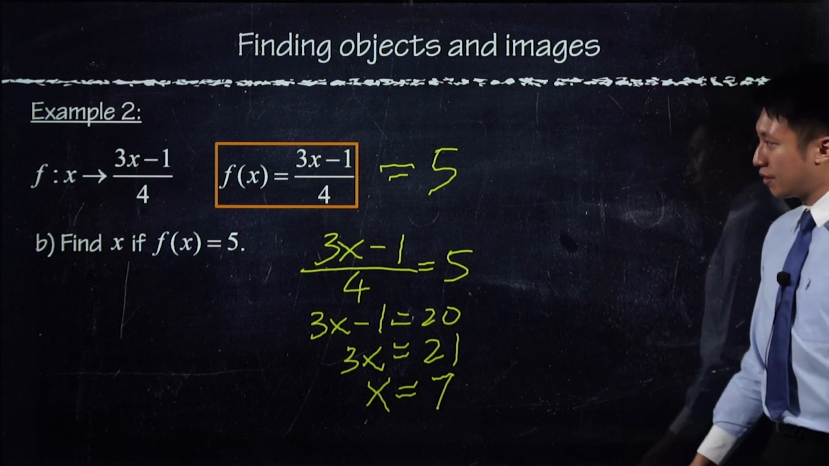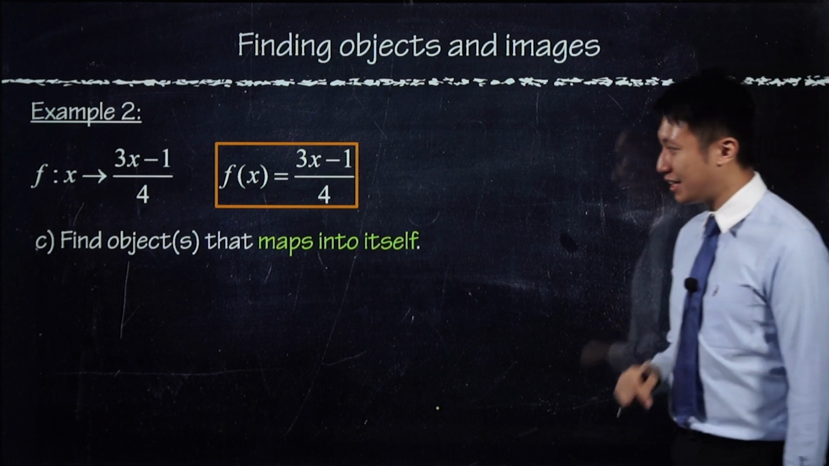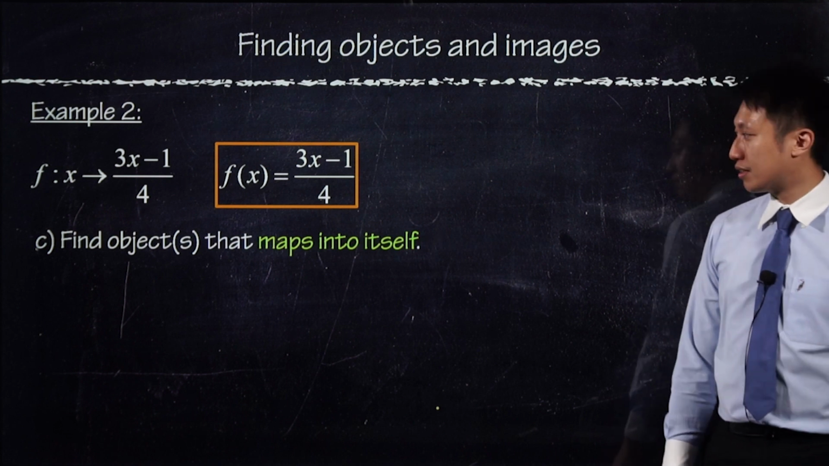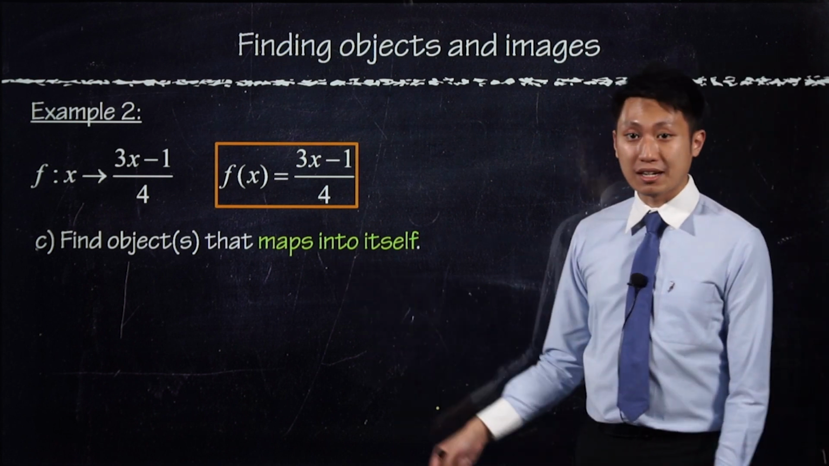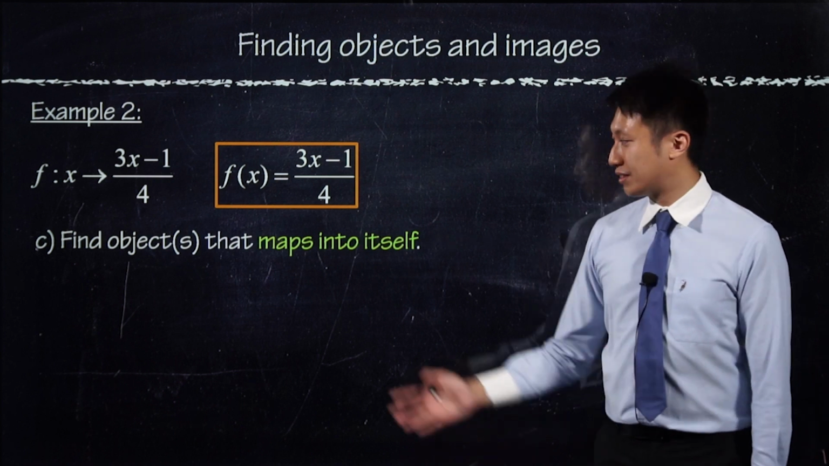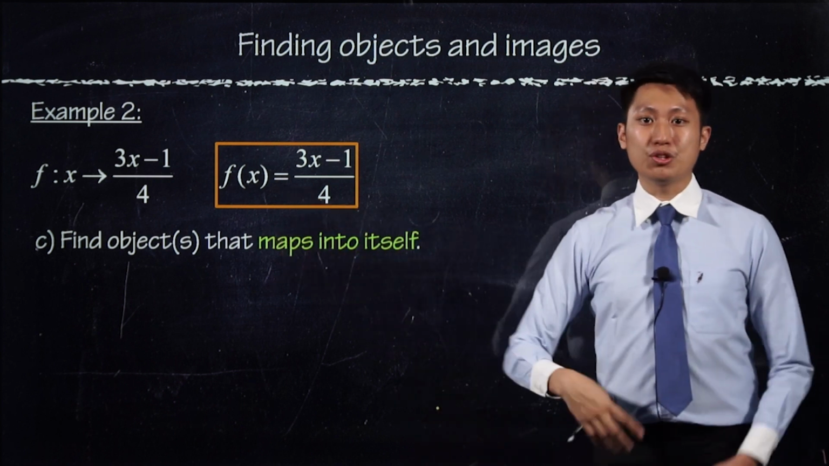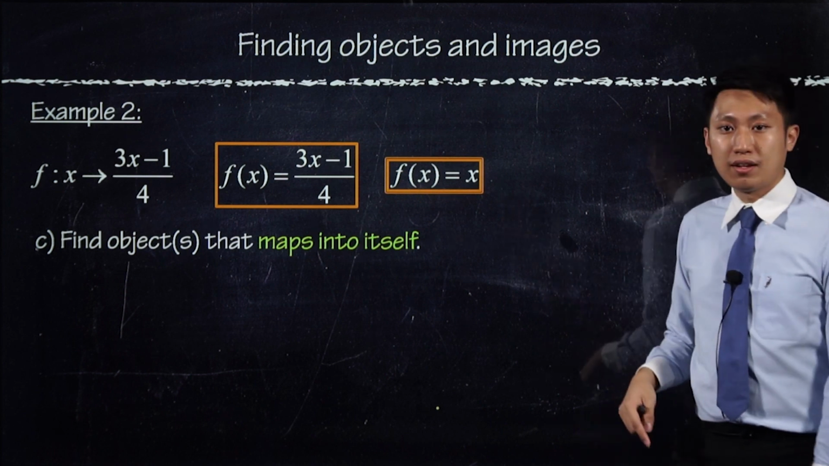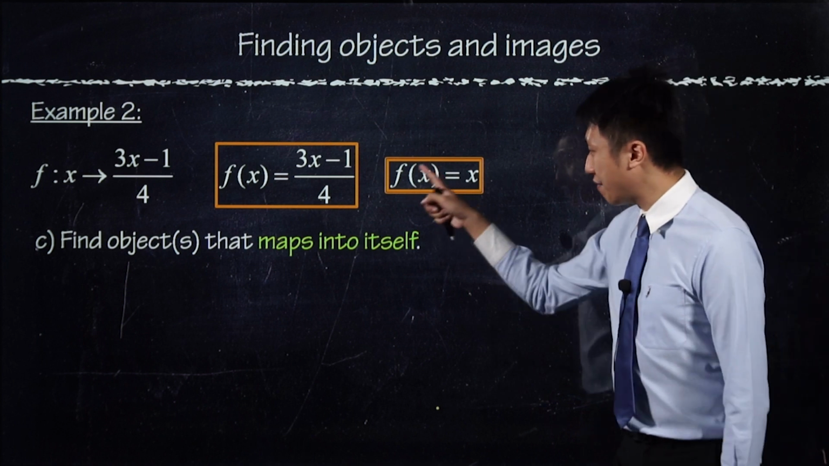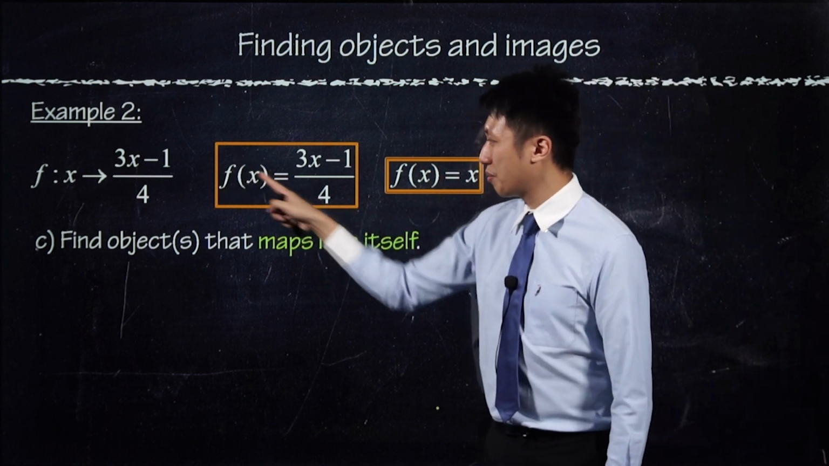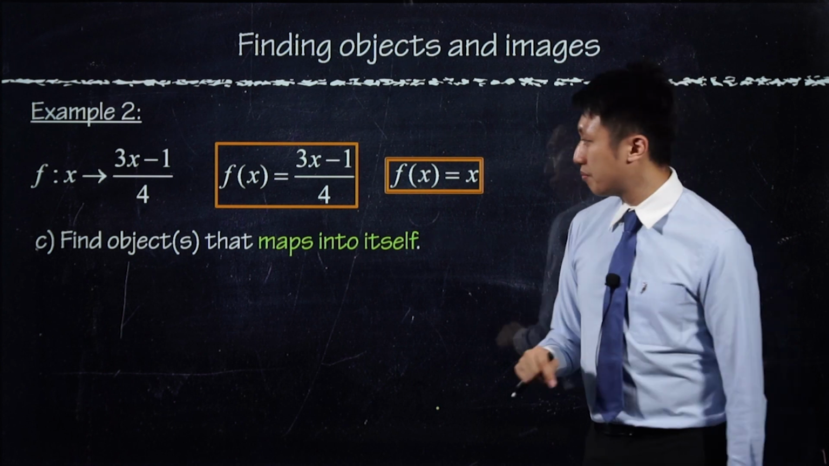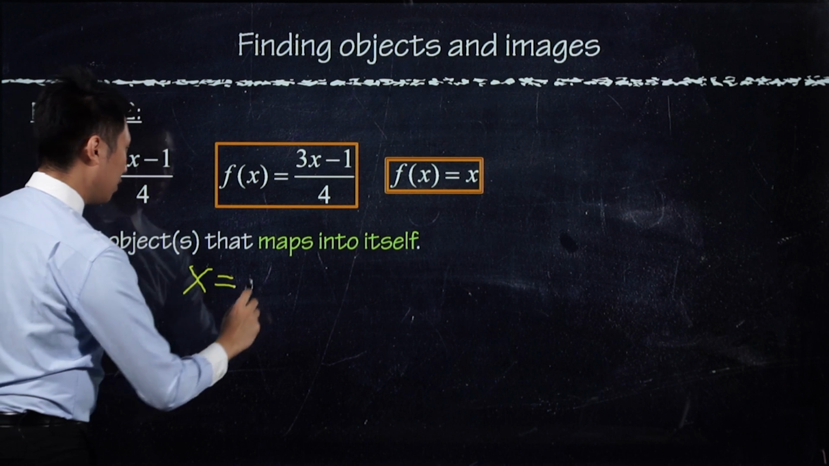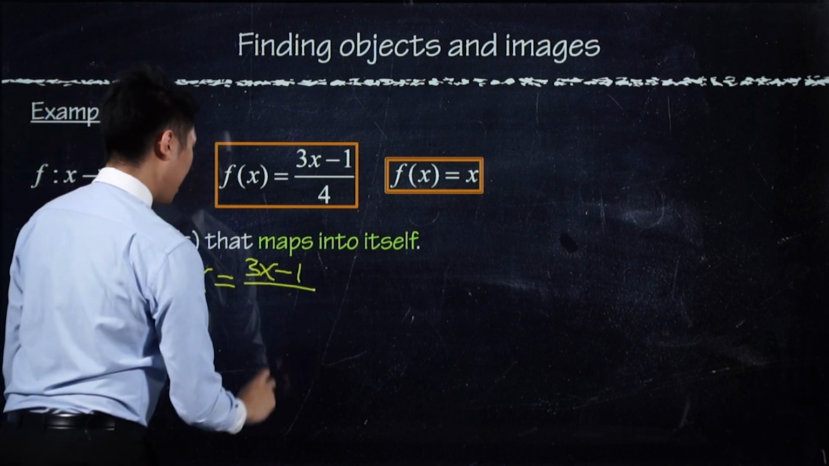Okay, easy. Next. Find objects that map onto itself. Some questions say onto itself, some say into itself. It just means that it maps x into x. Okay, f(x) equals x. You're going to solve for this one. So how do you solve it? I want to set f(x) to be equal to x, meaning that I replace this one with x, then I solve for it. Okay, how do I do it? So x is equal to (3x minus 1) divided by 4.